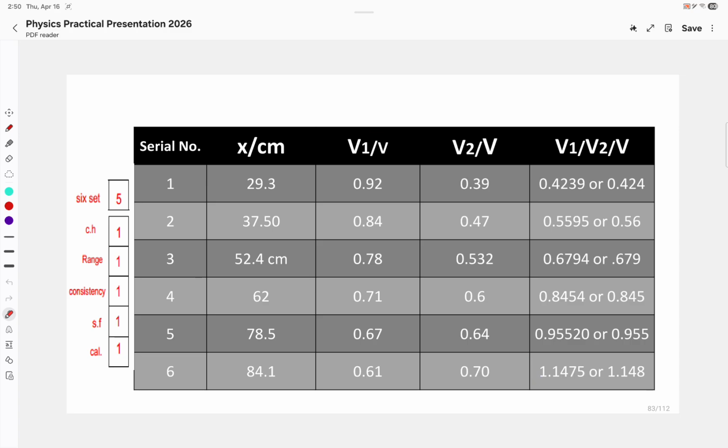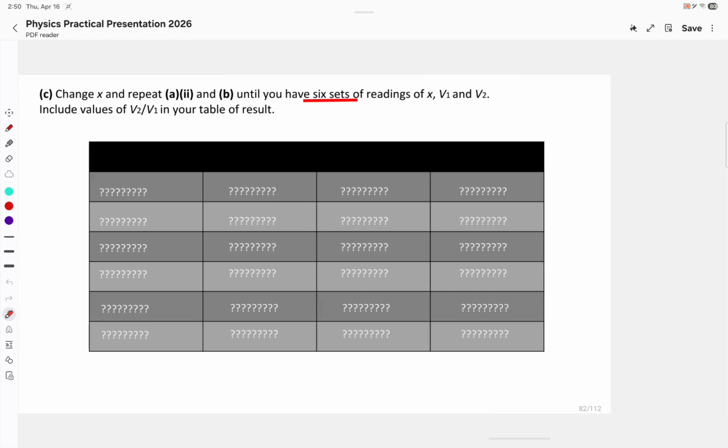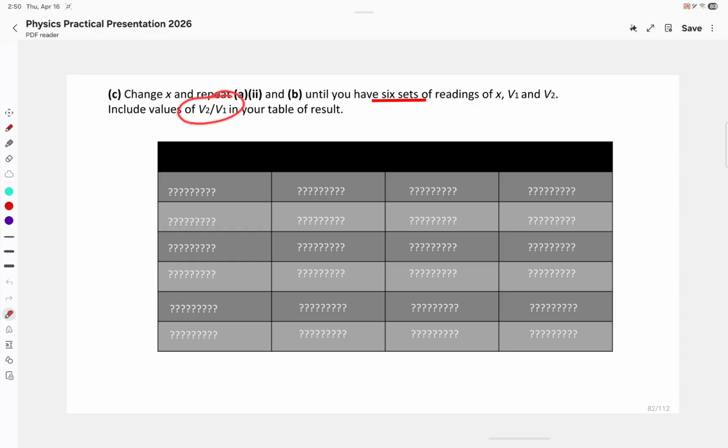Then voltage V1, voltage V2, and then V2 upon V1, a requested column, as mentioned here: include it. They haven't told you to make a column for x, V1, V2. They just said I need readings here. You have to give a reading of x, V1 and V2, but include a column of V2 upon V1. This is called a calculated column, and it should be placed last.